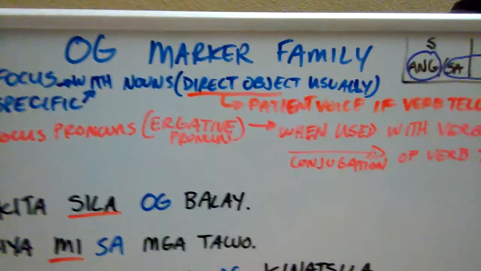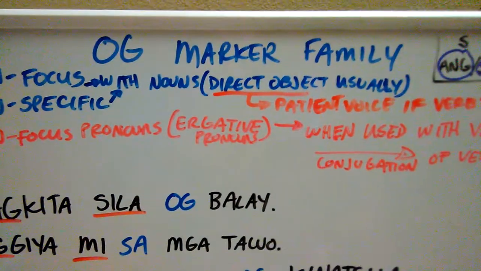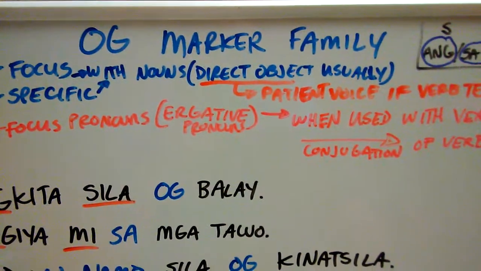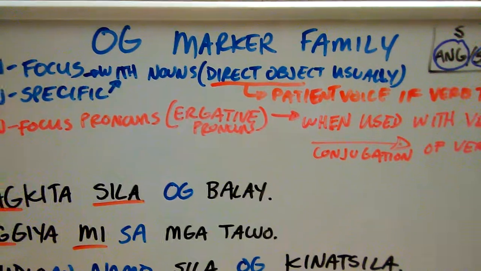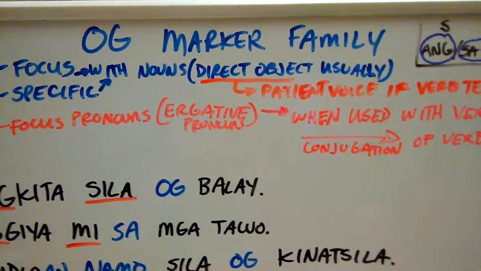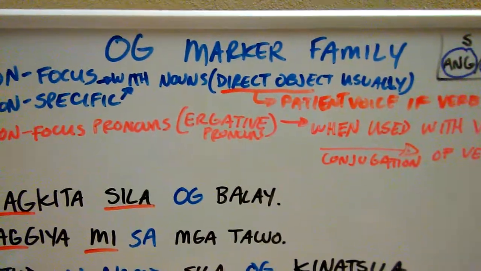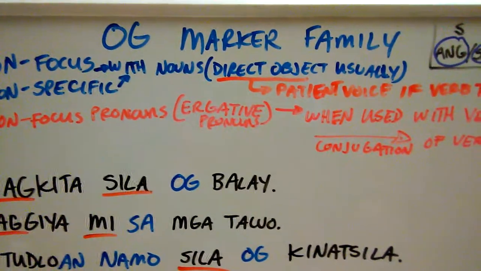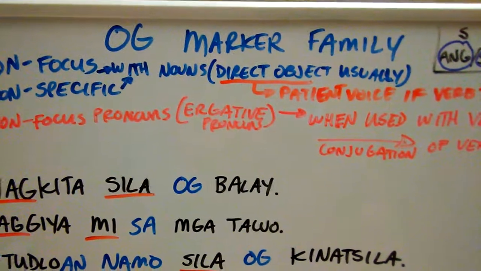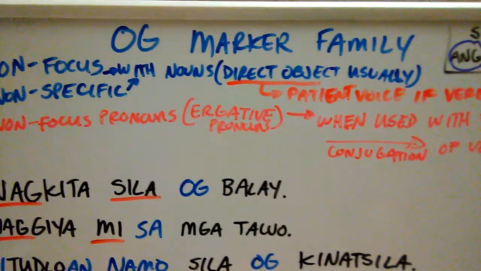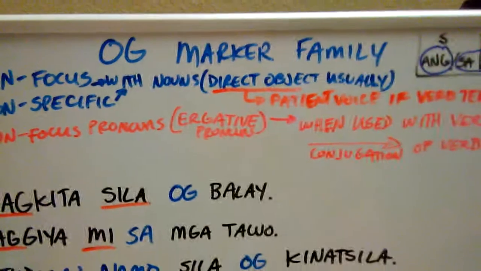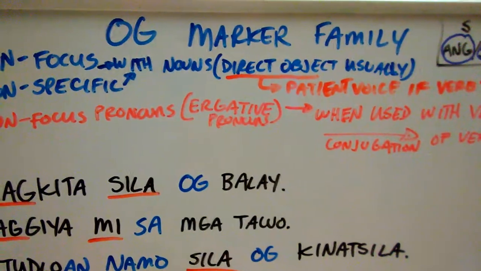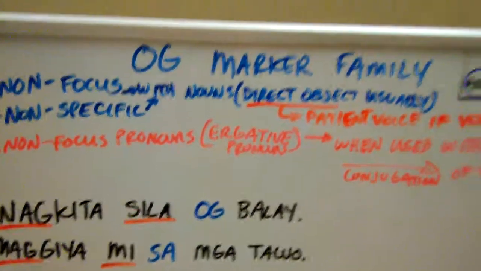Okay, continuing on with the Og family markers and the Og set of markers. If you are watching this video, you need to look at the preceding videos before this, otherwise things won't make sense, because I'm going to be moving on with marking and denoting more of these markers and demystifying them, and expanding more on the Og, Ang, and Sa families of markers. All right, so let's move on.